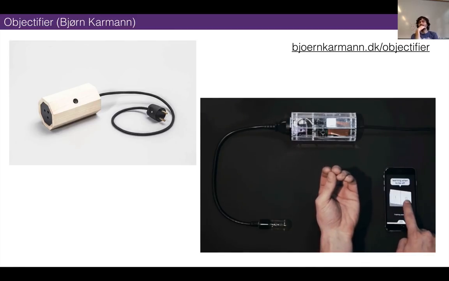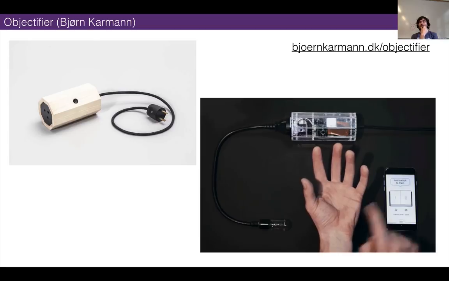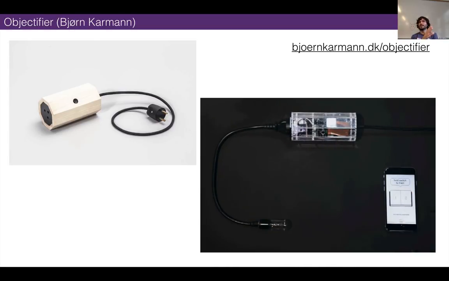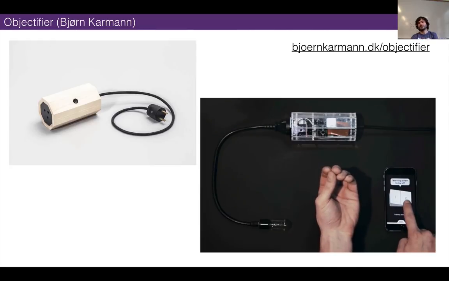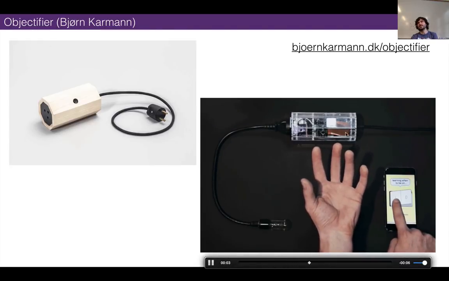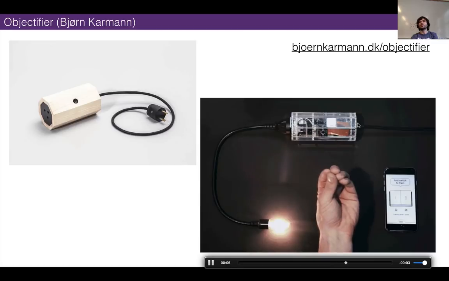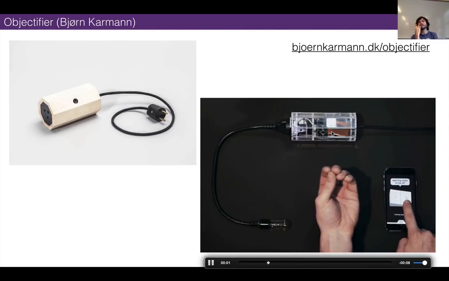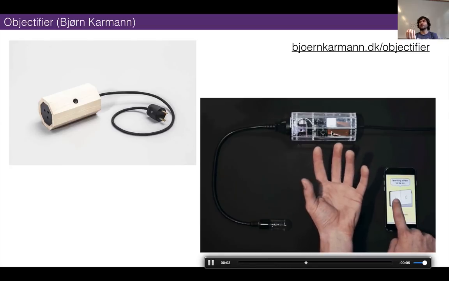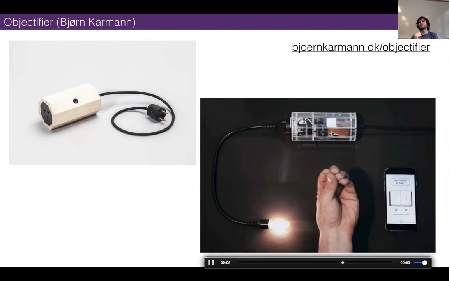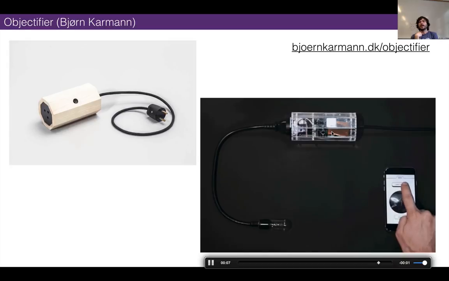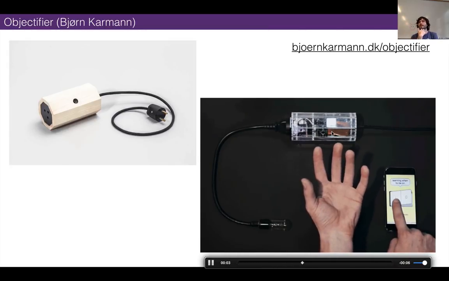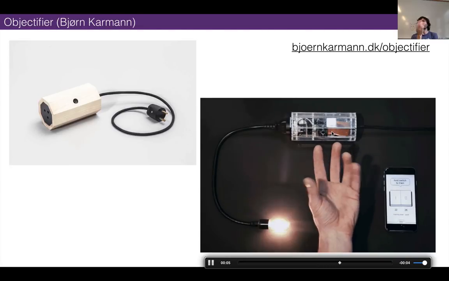And then I showed this yesterday, but this was a project by Bjorn Karmann at CIID, and we're trying to make this work on the Raspberry Pi. Right now it looks like it's working inside the device, but it actually is sending the image to an off-screen computer, though it should be able to work on the Raspberry Pi now. What it does is a simple image classifier attached that turns an appliance on or off. So what can you do with that? You can turn a light on or off.